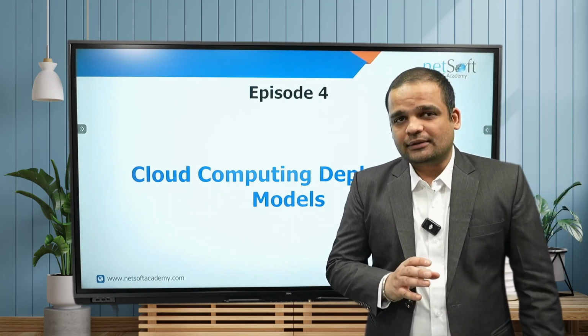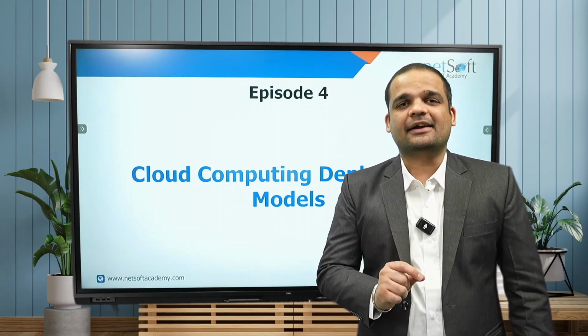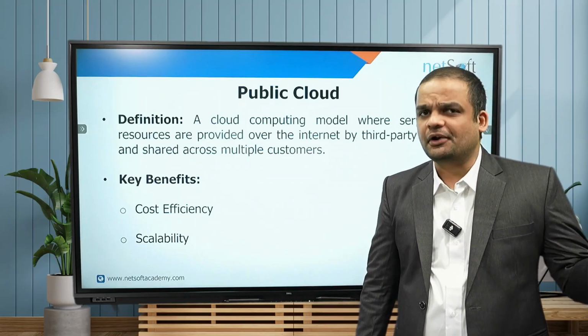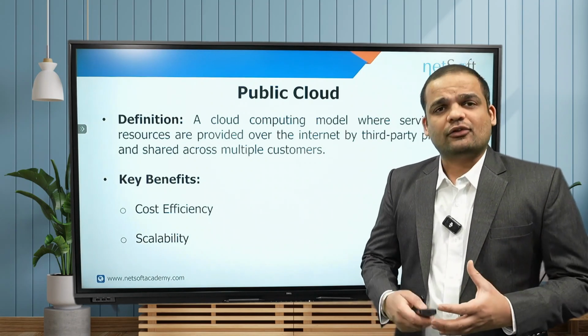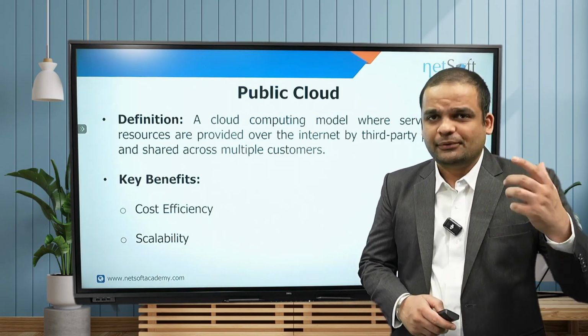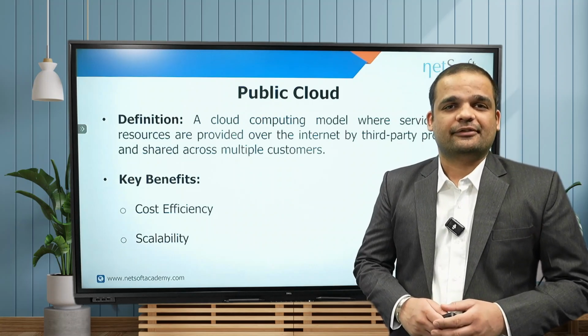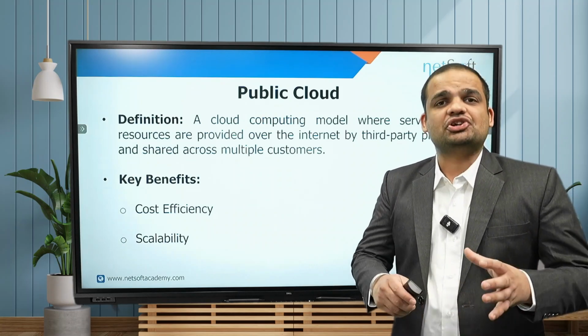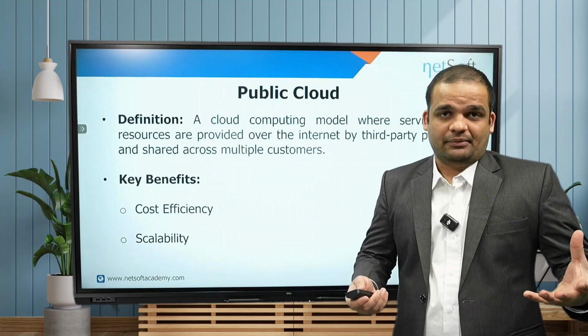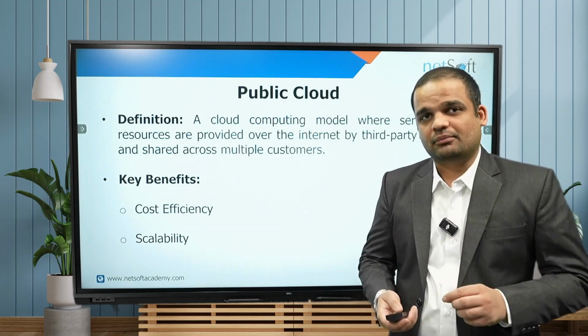So let's start with the first one, that is public cloud. In this model, services and resources are provided over the internet by a third-party provider or providers. These resources can include storage, compute power or computing power, and applications. And these are shared across multiple customers. Means these services are for everyone. You just take a chunk out of it. You rent it.